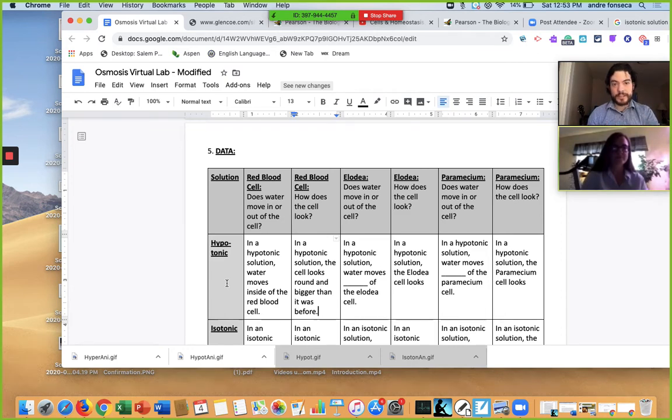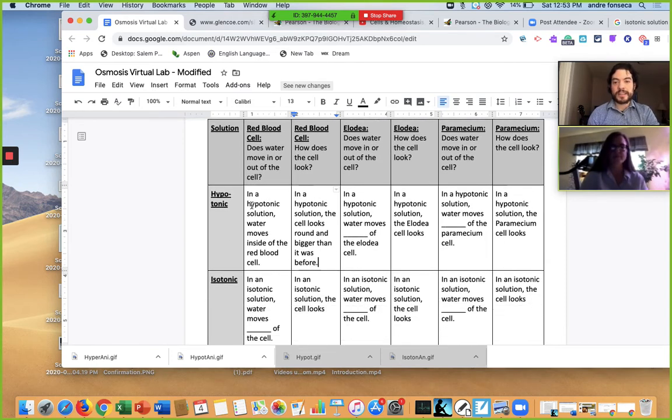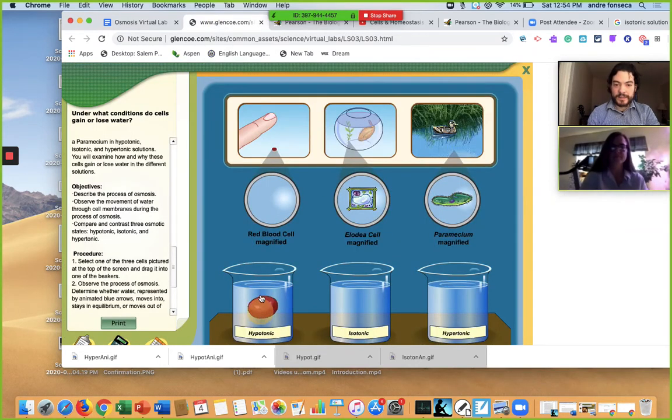Now it's your turn. You're going to do the same thing. You've already copied the notes down for the red blood cell and hypotonic. You're now going to take that red blood cell and try putting it in an isotonic solution and make observations of what happens and record those on your data sheet. And then in a hypertonic solution, make observations, what happens, put them in your data sheet.